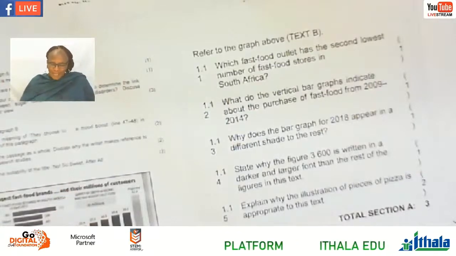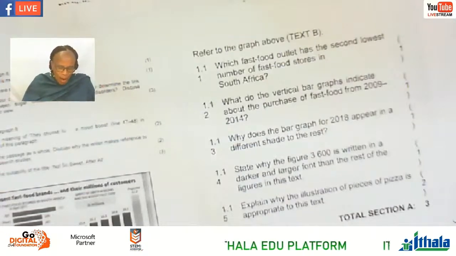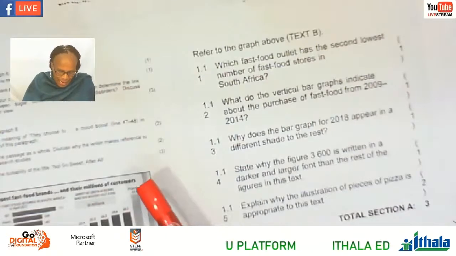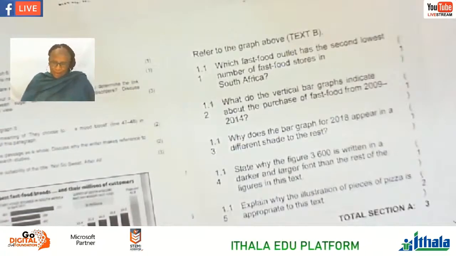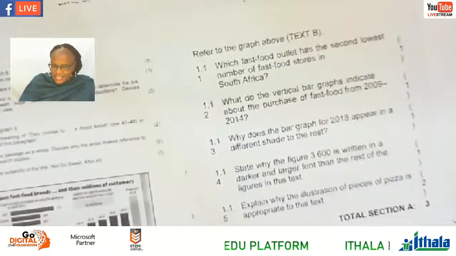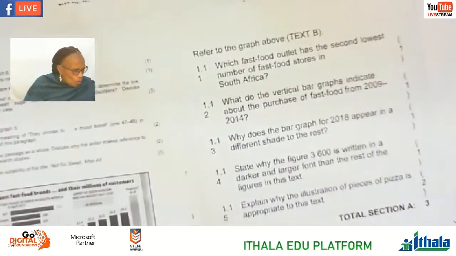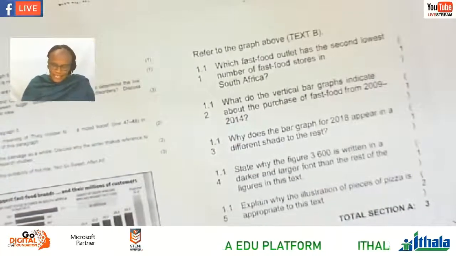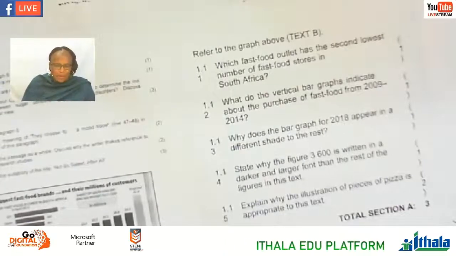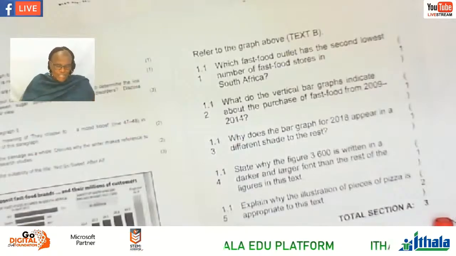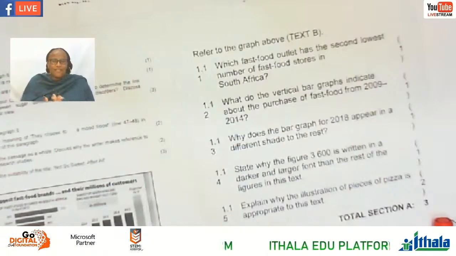Number 3, why does the bar graph for 2018 appear in different shades to the rest? Ikhombisana ukuthi now ama figures have been projected. Aya lapha ku 42.0 isuka ku 29.5. Okay. Number 4, state why the figure 36 is written in darker and larger font than the rest of the figure in the text. Why ibhalwe kakhulu? Ikhombisana ukuthi the number has increased a lot. Number 5, explain why the illustration of pieces of pizza is appropriate to this text. It is appropriate because it shows that it is South Africa's growing hunger for fast foods.